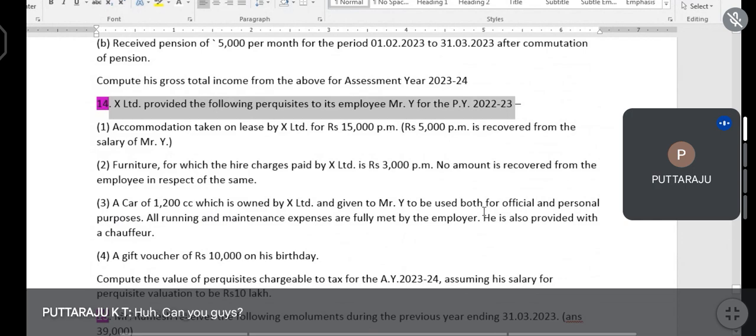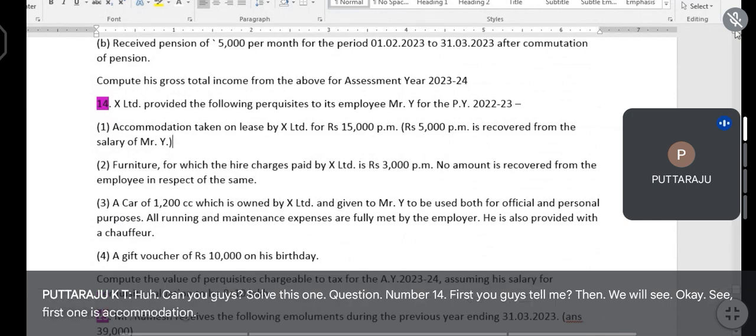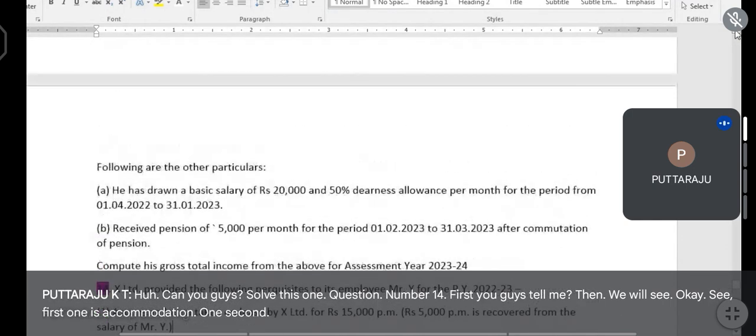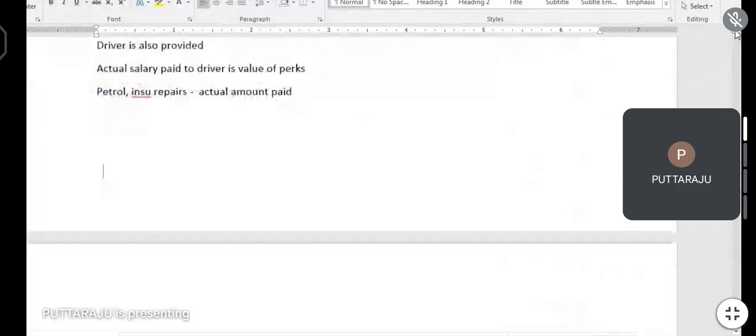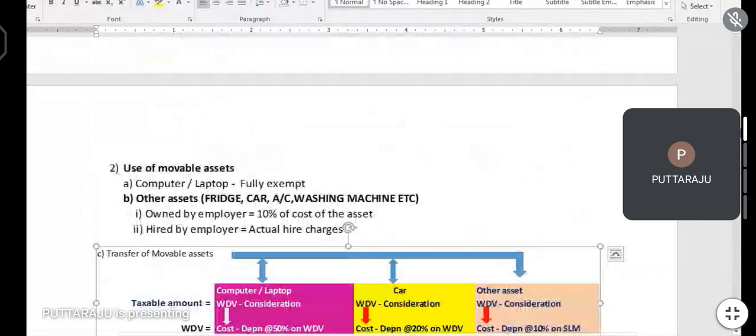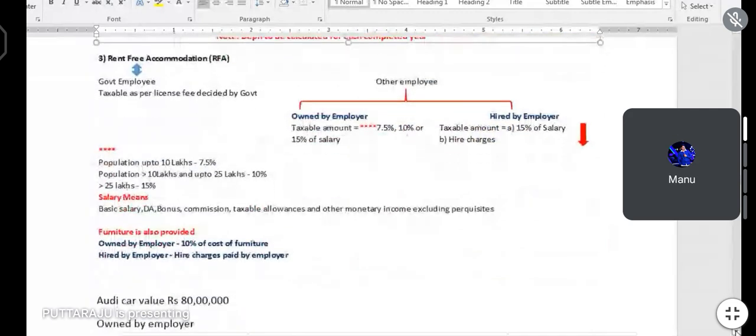Solve this one. Question number 14. First, you guys tell me. Then we will see. Okay. See, first one is accommodation. One second. Sir? Yes.